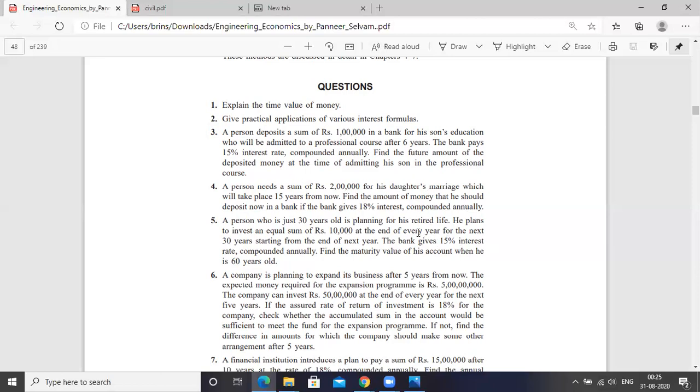You can use the formula F is equal to A into (1 plus i) power n minus 1, divided by i, and you can substitute the values in the formula and get the answer for the future sum of annual equal payments. So this is how you can solve it. This is the equal payment series compound amount.